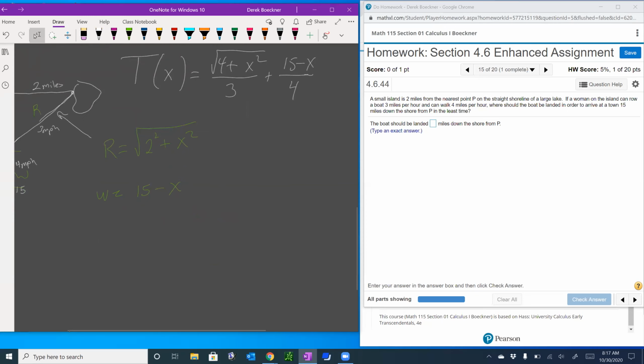So that's the optimization, and it's already in just one variable, so we don't actually have a separate constraint. The constraint was that the entire shoreline is 15 and she's 2 miles from shore, and all that stuff together is kind of the constraints. Okay, so t prime is going to be 1/6, 1 over square root of 4 plus x squared, times 2x, minus 1/4. Good with that?